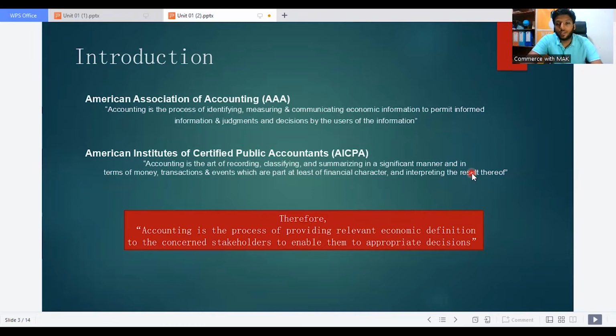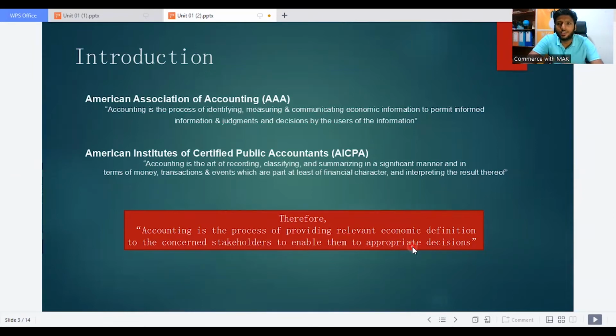Accounting, as I said, can have different definitions, but you need to know this is the definition they will expect you to answer in exams. Therefore, accounting is the process of providing relevant economic information to the concerned stakeholders to enable them to make appropriate decisions.